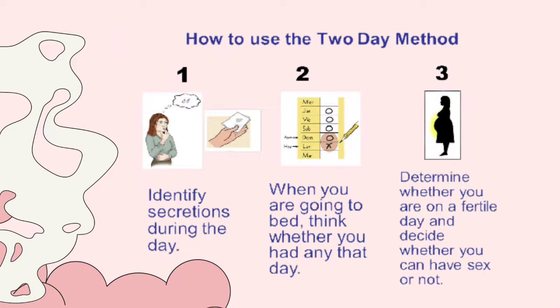How to use the 2-day method. First is identify secretions during the day. The second one is when you are going to bed, think whether you had any that day. And the third is determine whether you are on a fertile day and decide whether you can have sex or not.